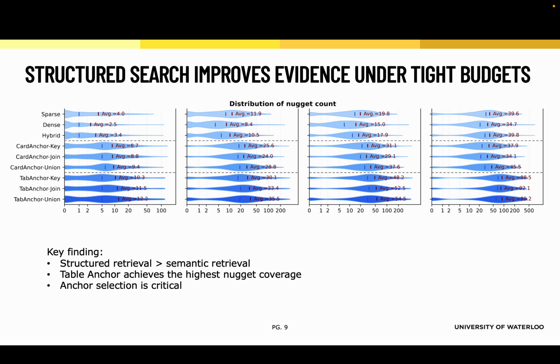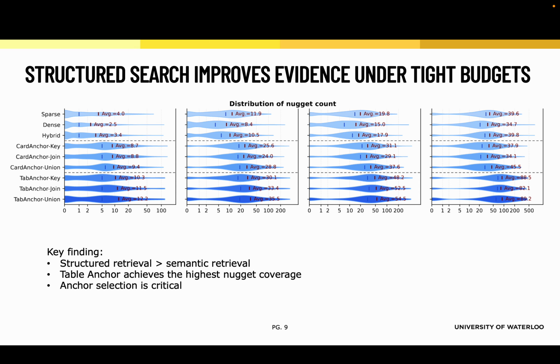We compare 9 retrieval methods in our experiments. The baselines include sparse, dense, and hybrid retrieval. Our framework contains 2 retrieval pipelines, card anchor and table anchor, each combined with 3 table discovery operators: keyword search, joinable search, and unionable search.